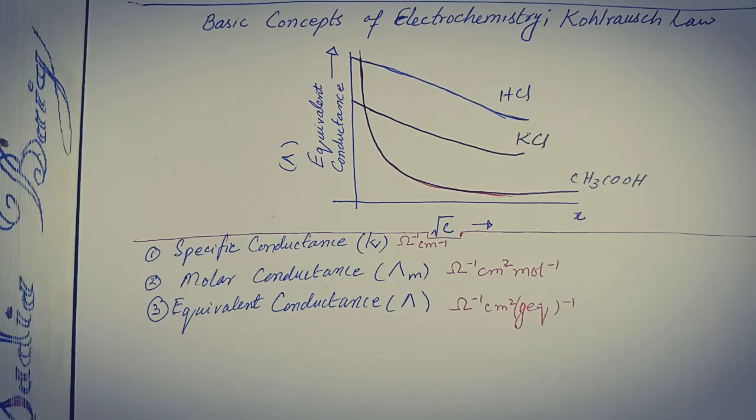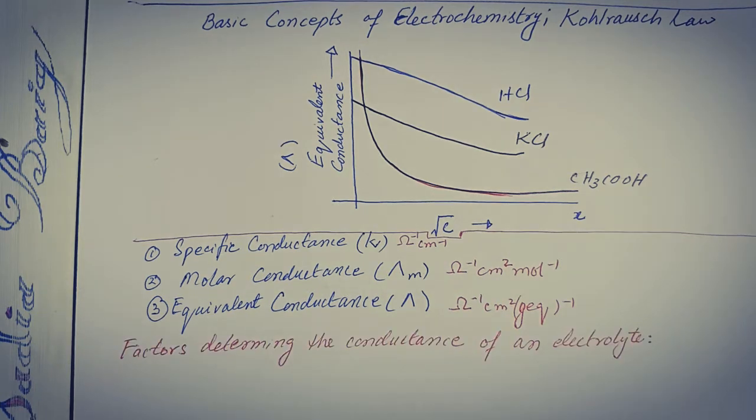We are discussing the basic concepts of electrochemistry, in which today we are going to discuss the Kohlrausch law. In the previous lecture we discussed electrical conductance, which is of three types: specific conductance, molar conductance, and equivalent conductance. The specific conductance has a unit of per ohm per centimeter, whereas the unit of molar conductance is per ohm centimeter square per mole, and the equivalent conductance has a unit of per ohm centimeter square per gram equivalent.